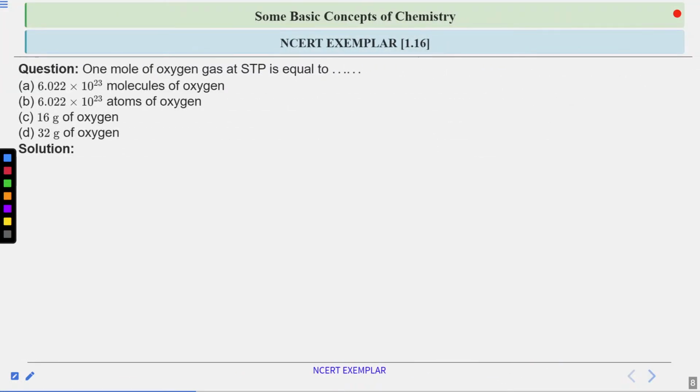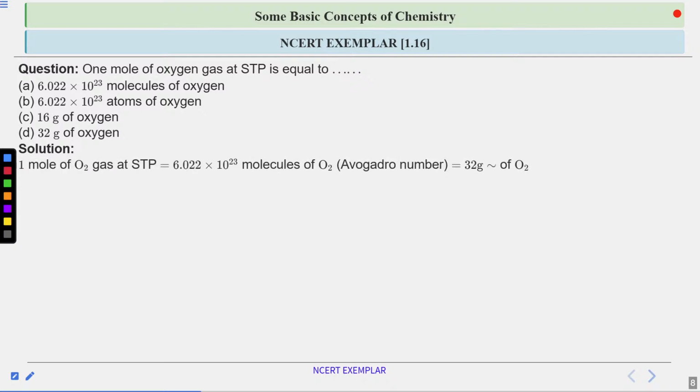So if we look for the other parts, then we can say that 32 gram of oxygen is also a good option. Why? Because 1 mole of O2 will have a mass of 32 grams. Is it correct to say that? Yes, because the molar mass definition itself says that it is the mass of 1 mole of anything.